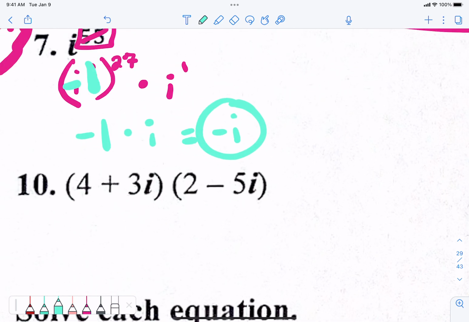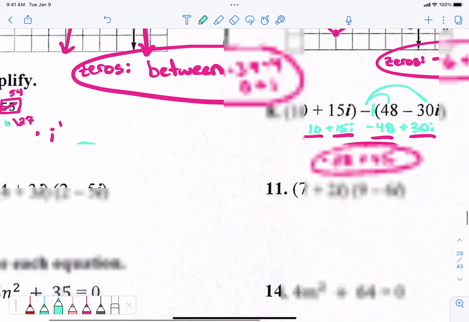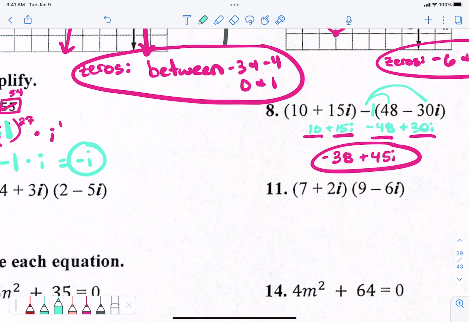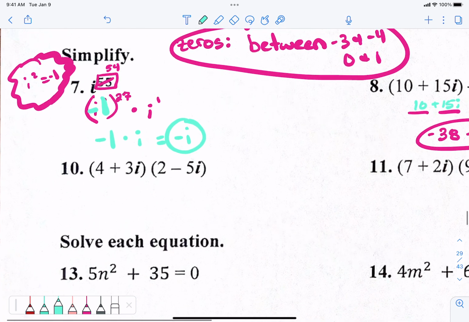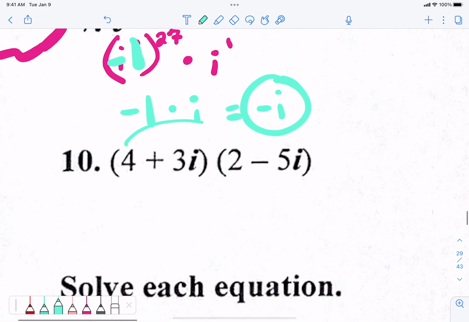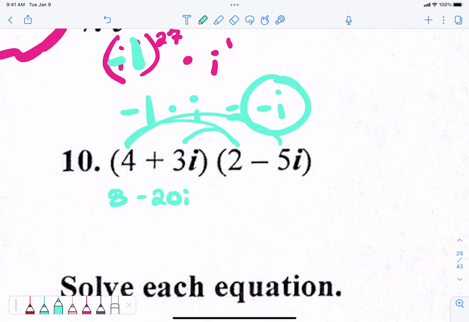Now we get to foil. Number 10 and number 11. I'm going to do number 10 with you. You have to do number 11 by yourself, for practice. Here we go. Number 10. To foil: 4 times 2 is 8. 4 times -5i is -20i. Then I go to 3i times 2, plus 6i. Okay, now, this is the hard part.